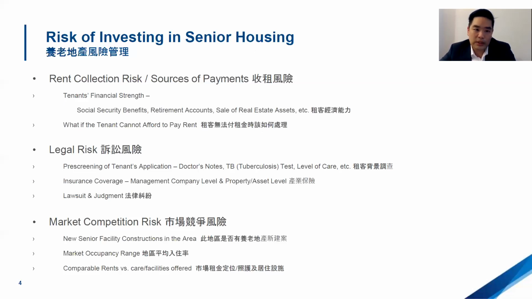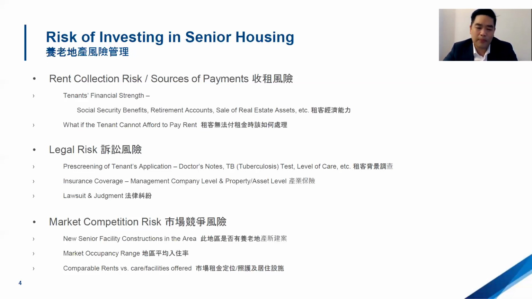Now, the next risk is competition. Before we invest in a senior housing facility, we need to see if there's any newer construction in the area, how the average occupancy is, and the rents of the facility that we're buying versus our competitors, and what kind of amenities they're offering. Do they have a spa, jacuzzi? Do they have a gym, a pool? Sometimes they even have a theater, and that sort of thing.